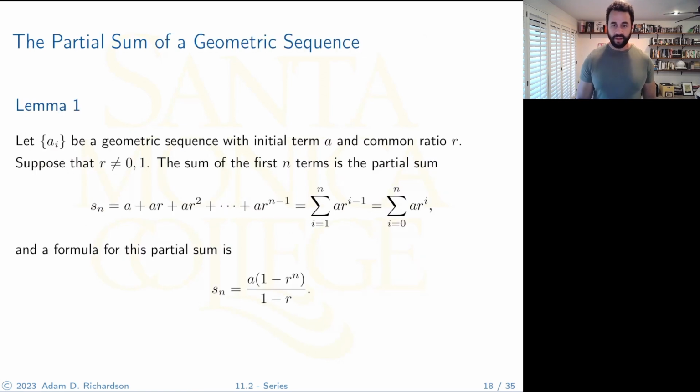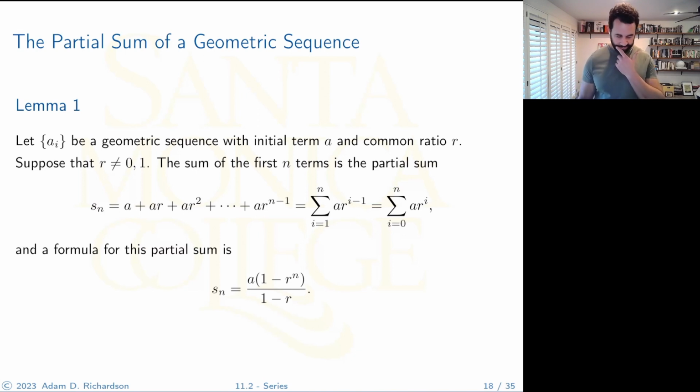Great. Okay, so now we need a little bit of a lemma here. You can get a closed form formula for the partial sum of a geometric sequence. A lemma is basically a small technical result that you use in a larger theorem. That's why I called this a lemma. So we're going to show that the formula for the partial sums of a geometric sequence is this right here.